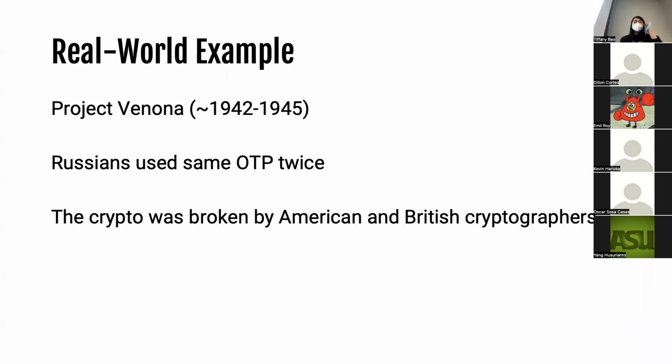Very interestingly, this is a real-world example for the one-time pad. I think this was, actually I forgot, maybe World War II. In any case, the Russians used the same OTP twice, and this crypto was broken by American and British cryptographers using the method that we just talked about. So if you now know how to break the one-time pad, you can probably go to a war and really break the military cryptosystem.